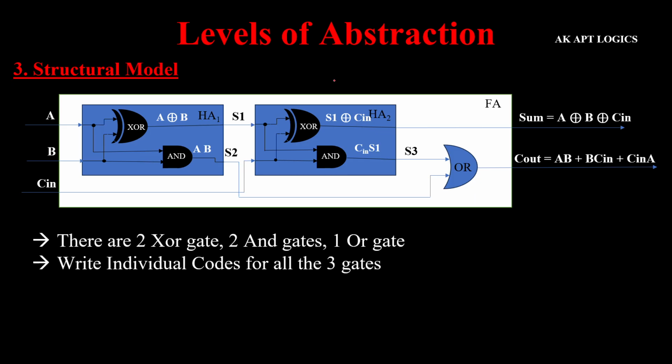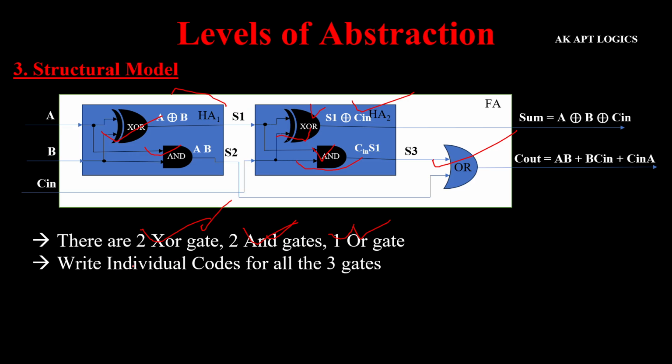Okay, so there are two XOR gates, two AND gates and one OR gate. Why? Because there are two half adders. In each half adder we have one XOR gate and one AND gate. It means there are two half adders, then we can say that there are two XOR gates and two AND gates, and there is one OR gate, right? So in total we have three leaf cells: XOR gate, AND gate and OR gate.